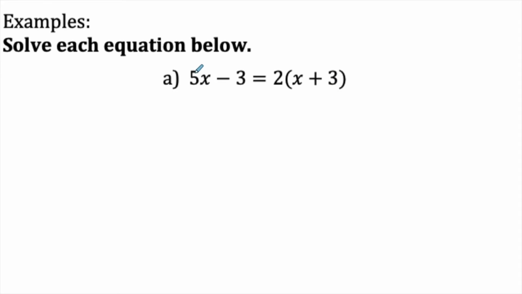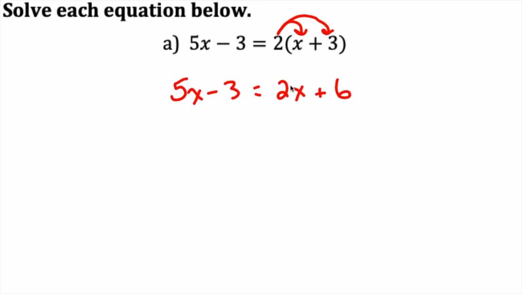Now, on the left-hand side, 5x minus 3, there are no parentheses, so I can just bring this down. So I'm just going to bring down my 5x minus 3. Over here, distribute this through. 2 times x is 2x, plus 2 times 3 is 6. Now, second step would be to combine like terms. We don't have any like terms over here, no like terms over here, so we will move on to the next step, which is to move the variable.